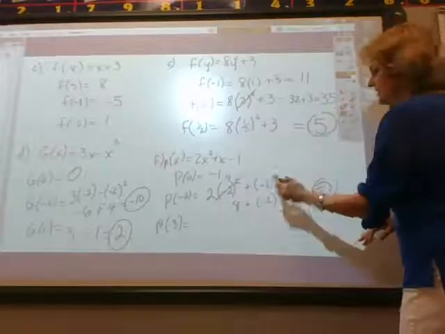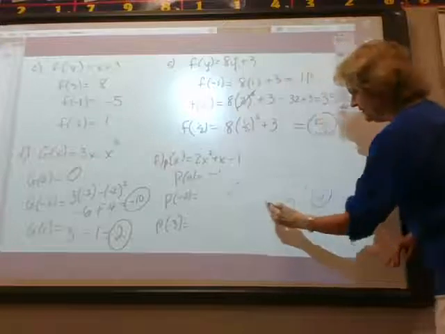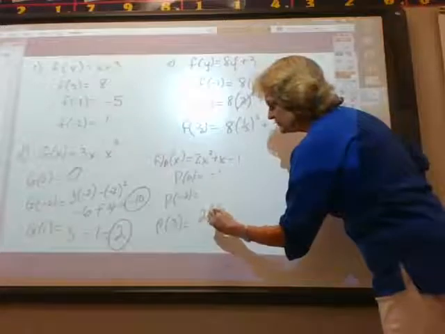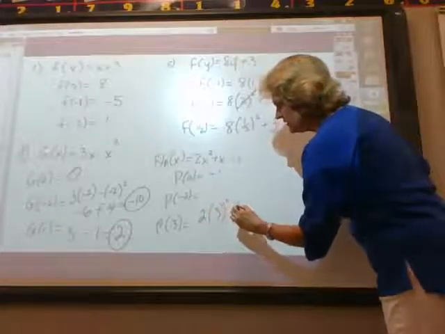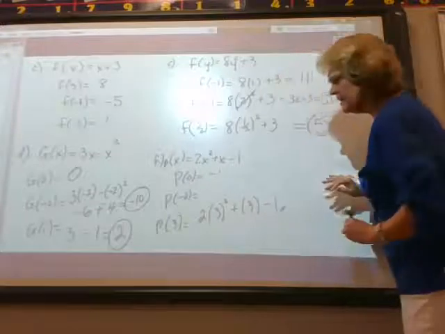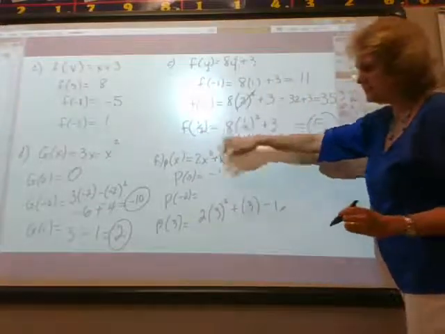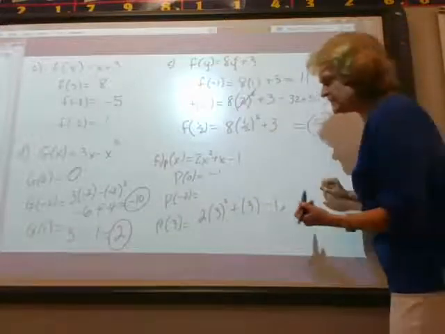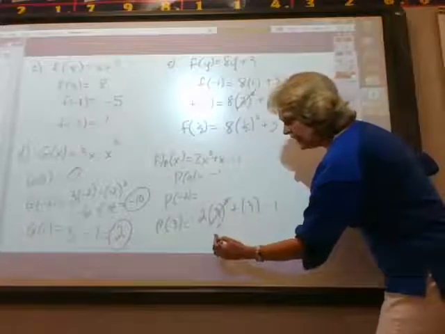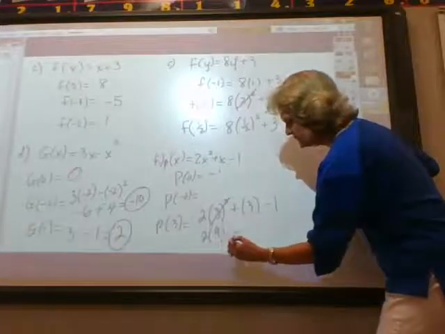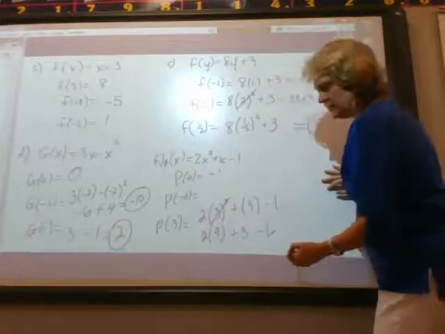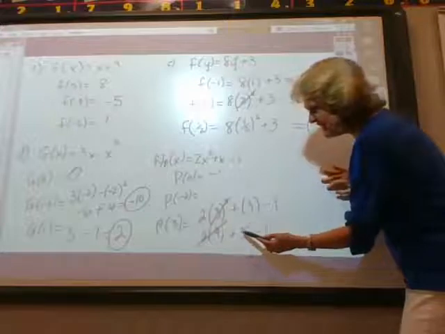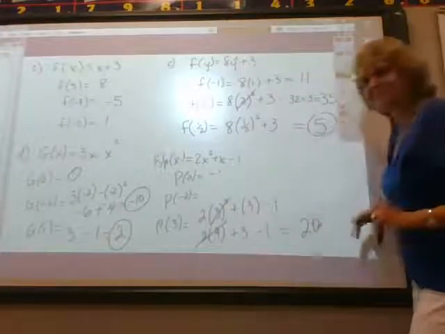And the last one there, let me move this out of the way. Give me some room. We're going to plug in 3. So 2 times x getting squared plus x minus 1. Taking the function, wherever there's an x, plugging in. Don't shortchange yourself. Show your work. Show your steps. Okay, this is going to be 9. So 2 times 9 plus 3 minus 1. 2 times 9 is 18 plus 3, 21 minus 1, 20.